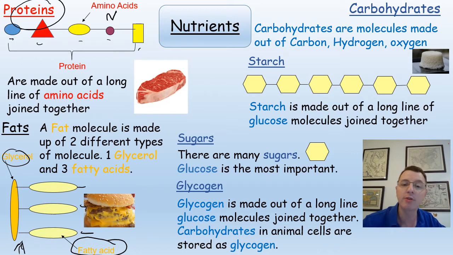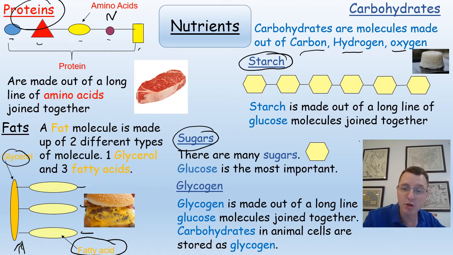For carbohydrates, as we said earlier, there are two different carbohydrates, starches and sugars, all made out of carbon, hydrogen and oxygen. And if we look at the sugar, a sugar is a relatively small molecule. The most important sugar that we will study and keep coming back to is glucose. And glucose has a hexagon structure.